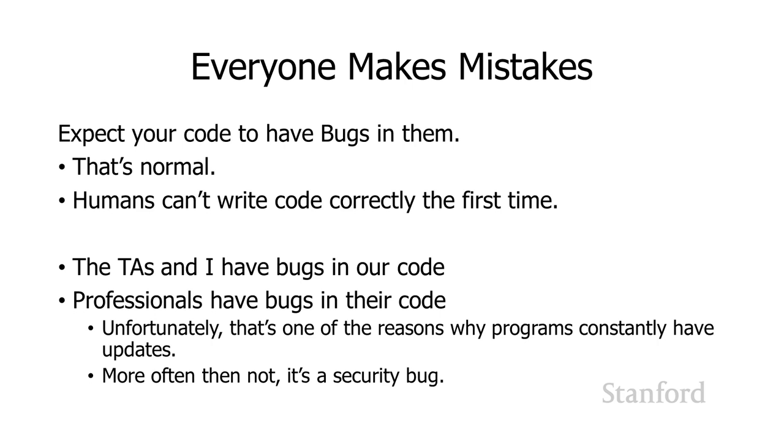Having bugs in your program is totally normal. It is not because you are not up to programming. It is part of the programming experience. In fact, professionals have bugs in their code, and they often have many bugs in their code. That's one of the reasons why programs are constantly updated. If you see operating systems like Windows being updated, your apps are constantly being updated. Sometimes it's to add new features, but more often than not, it's because they had a bug in their code that they discovered, or maybe there's a security hole because they didn't think things through carefully. So having bugs in your code is a perfectly normal part of the experience.